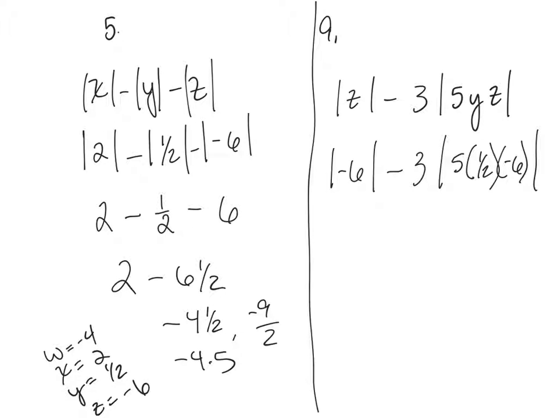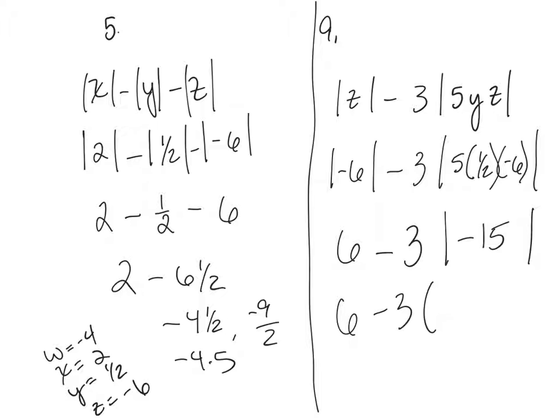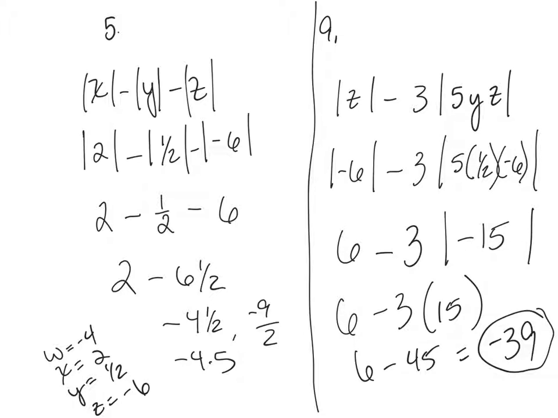The absolute value of -6 is 6. And then we have that -3. And let's resolve this absolute value. 1/2 of -6 is -3. And -3 times 5 is -15. Now we have 6 minus 3, and this -15 comes out of the absolute value as +15, and we have 6 minus 45, which is -39, and that should be your answer.